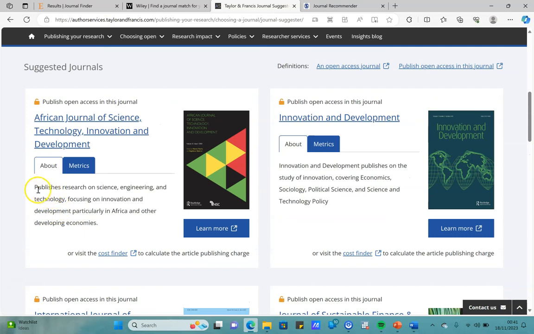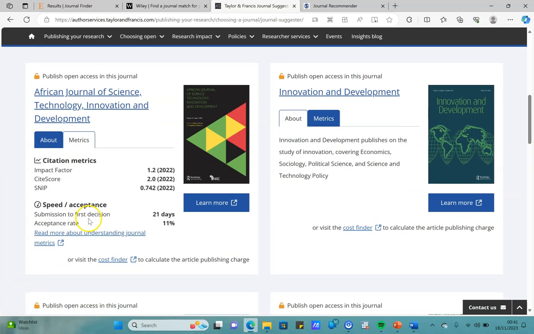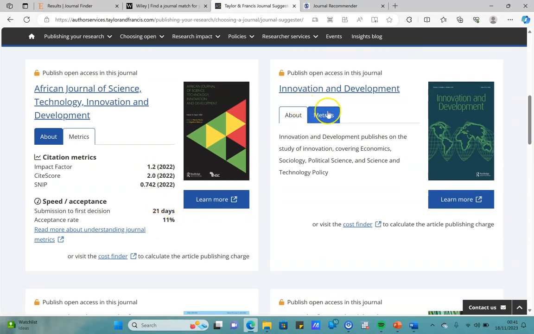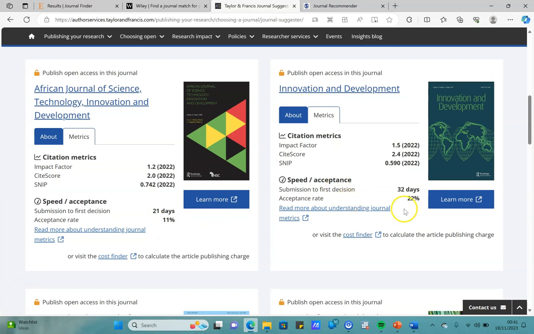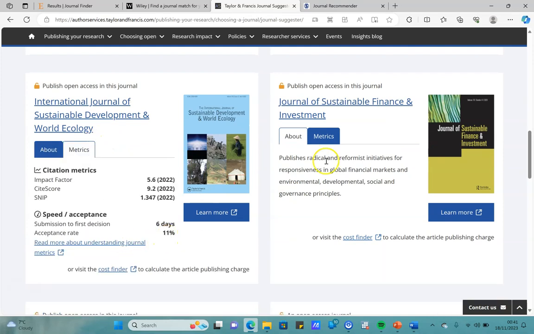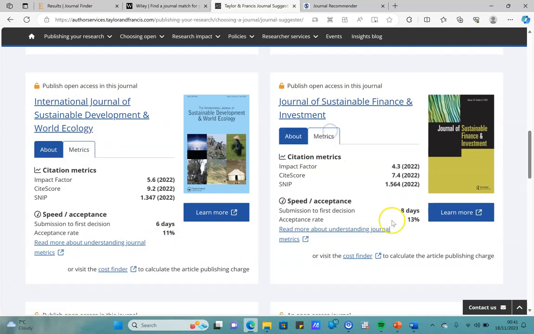They are giving you a bit of a summary about the journal. If I click on metrics, you have a very nice, okay, this looks nice. You have the citation metrics with the impact factor, speed or acceptance rate. That's something the other two platforms are not giving. So the acceptance rate is telling you how difficult actually is to publish in those journals. Let me see, this is 11%. Most of these are 11 to 20%.